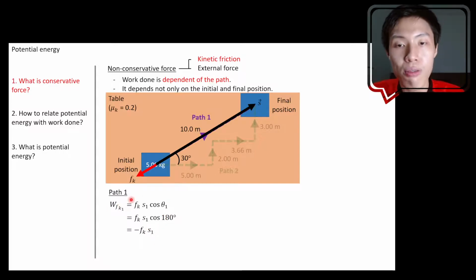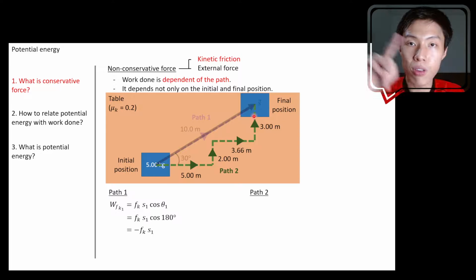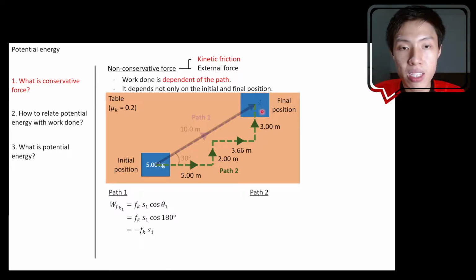Okay, so this is path 1. Let's move on to path 2. Path 2 is a zigzaggy pattern, similar to the example for the gravitational case. We will break this work done into 4 different parts, which represent the 4 different sections of the journey taken.